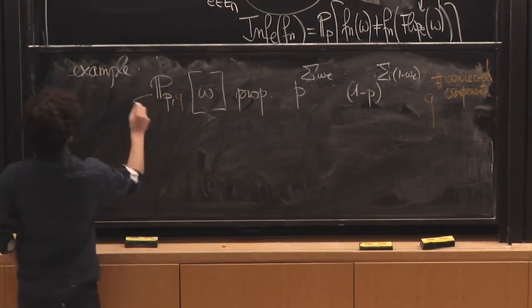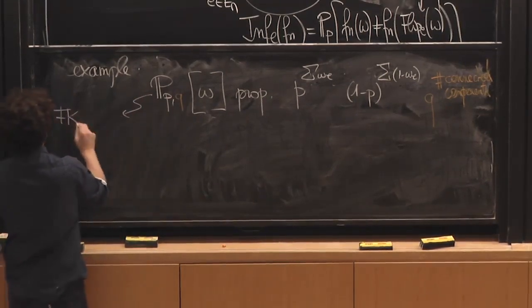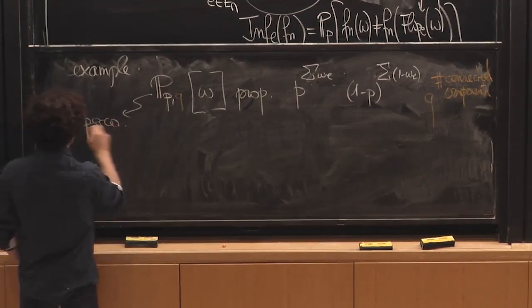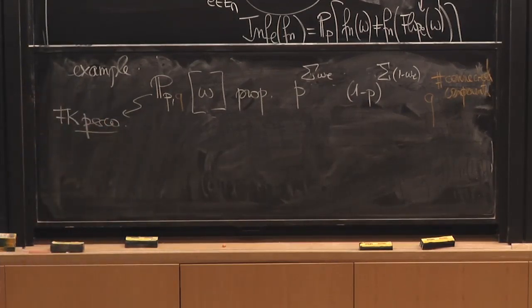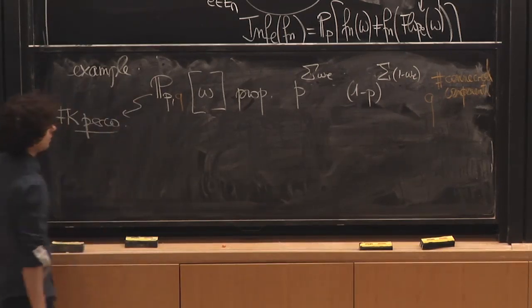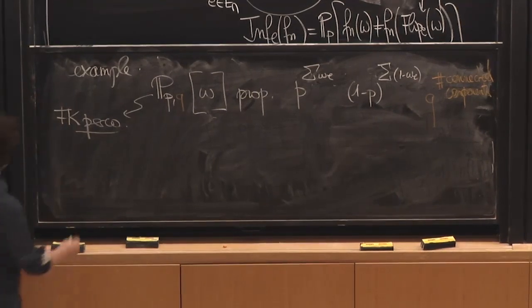So this is called FK percolation. And it's a fundamental example of a percolation model, because it's related to a whole bunch of statistical physics models, including a very classical one, which is called the q-state Potts model. It's a model for ferromagnetism, and it's a model which is very important to study. So this is an extremely natural example of percolation.